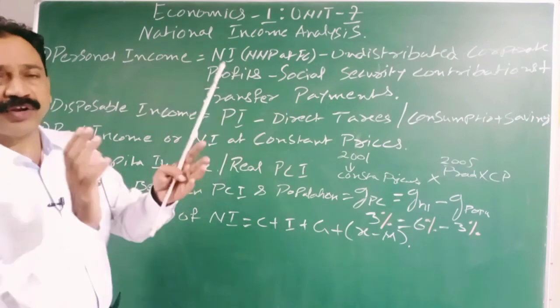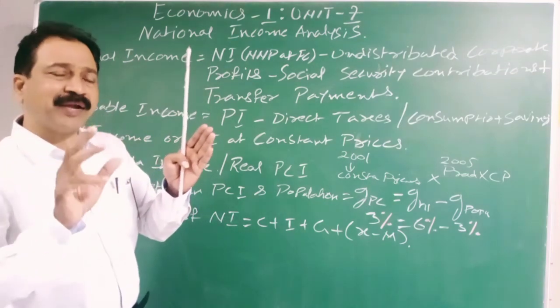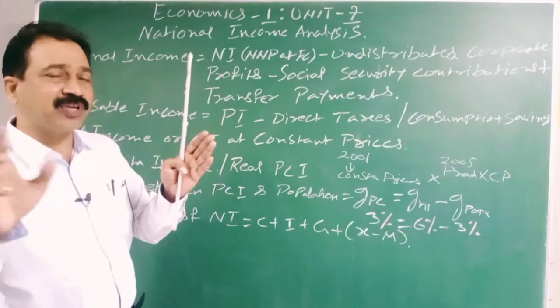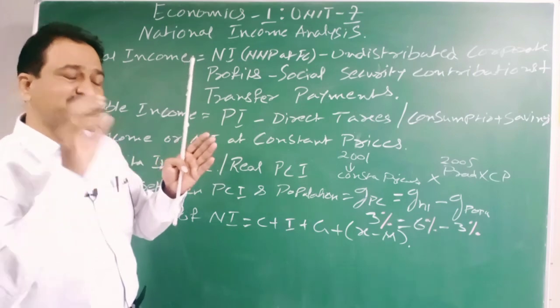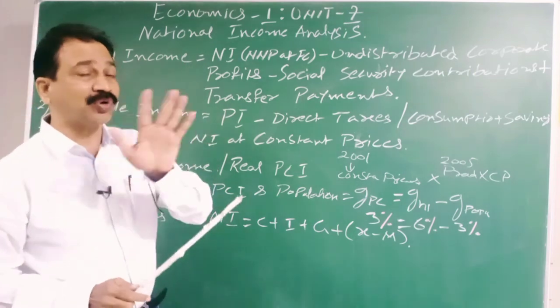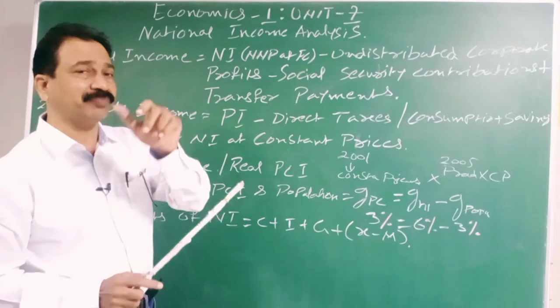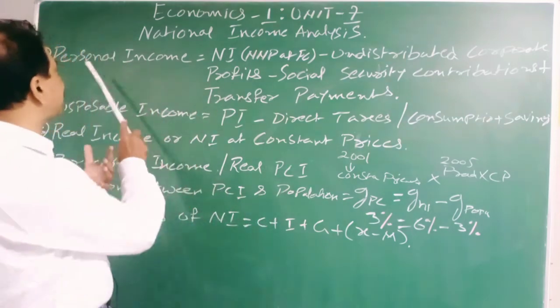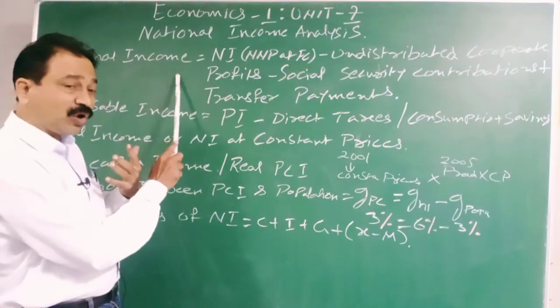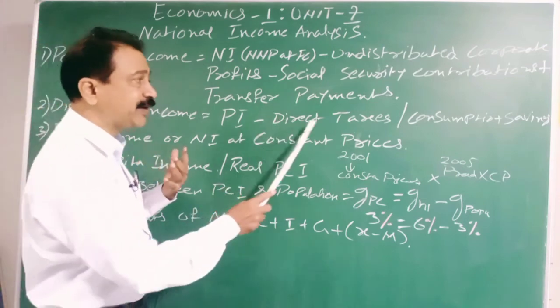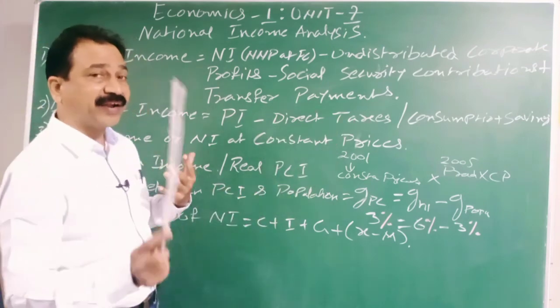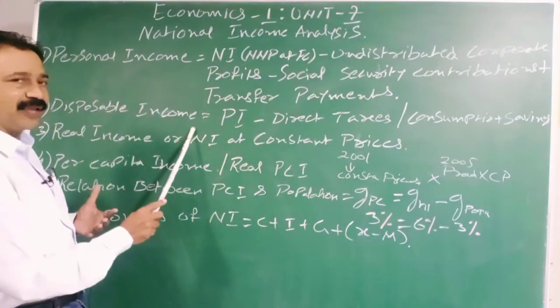Like I have 100 rupees. Out of that 100 rupees, I paid 10 rupees as direct tax. Then what is left over with me? 90 rupees. That is disposable income. The total 100 rupees is not disposable income. Assume I got 100 rupees personal income. Out of that, I paid 10 rupees as direct tax. Then 90 rupees is disposable income.